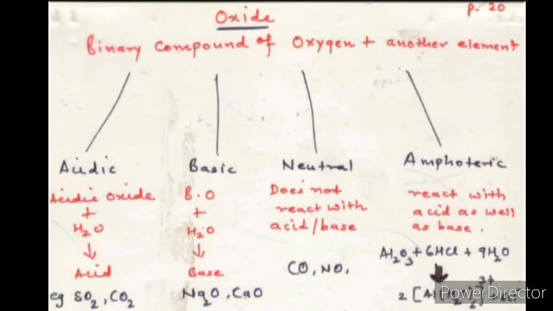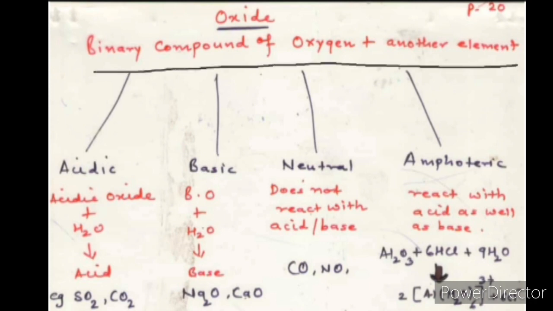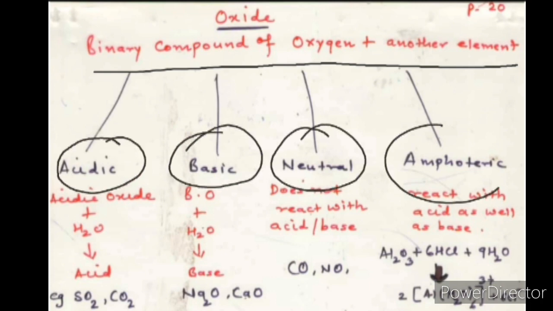Let us see the oxides. What are oxides? Binary compounds of oxygen with other elements are called oxides. For example, we all know carbon dioxide, nitrogen dioxide, sulfur dioxide. So many oxides are there around us. Oxides are basically of 4 types if you talk about their pH: acidic, basic, neutral and amphoteric.